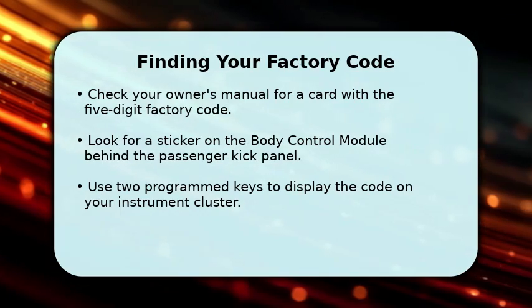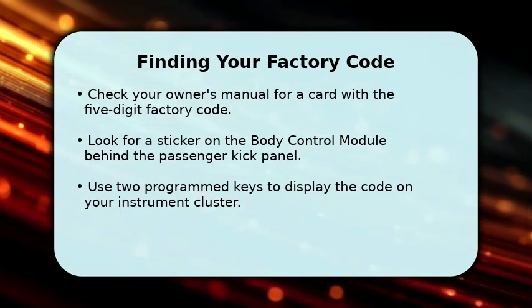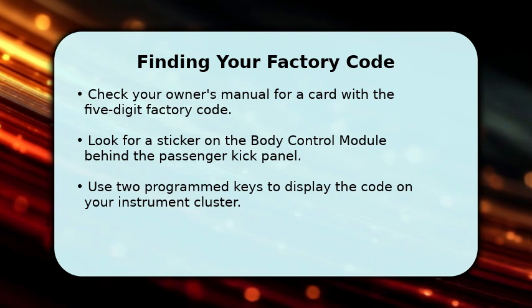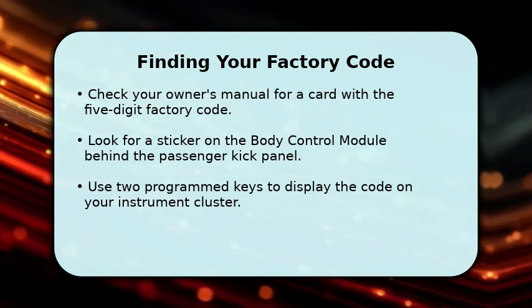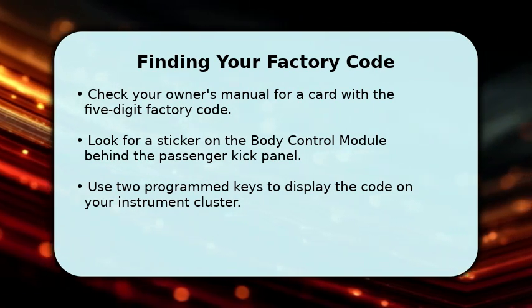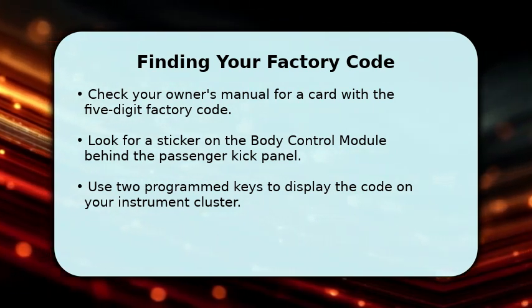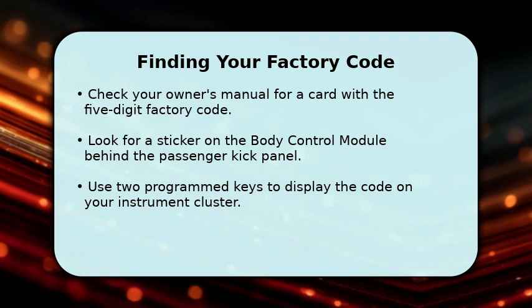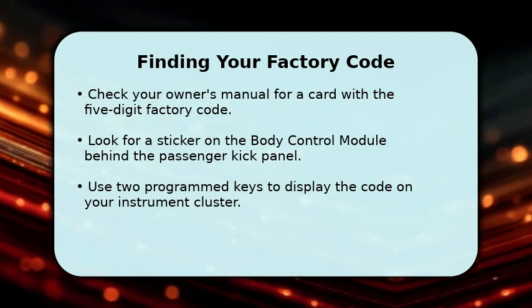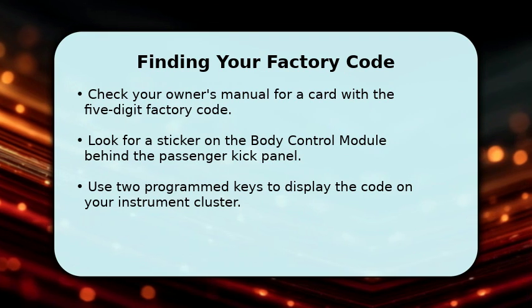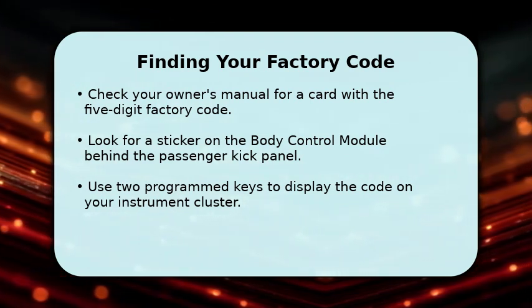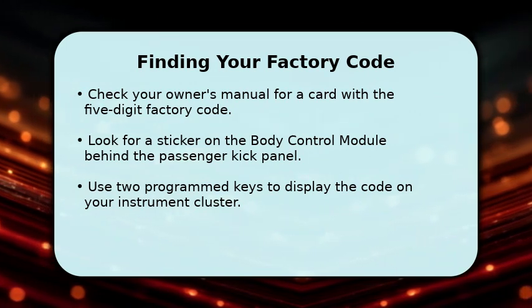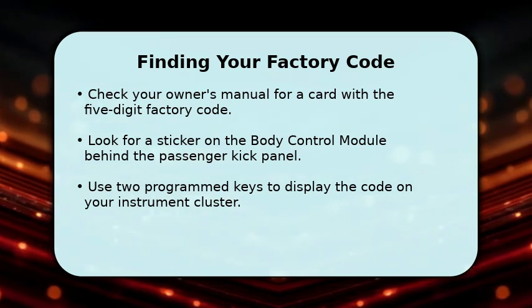Before you can reset your door code, you'll need the original factory set 5-digit code. This crucial code is often found on a wallet card within your owner's manual packet. If it's not there, check for a sticker on the body control module, typically located behind the passenger side kick panel. For newer models, you can sometimes retrieve the code by cycling 2 programmed keys in the ignition, which will display it on your dash screen.